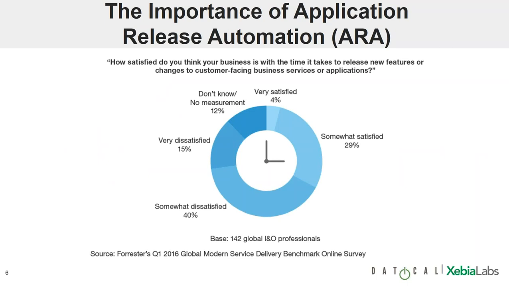This is another poll in Forrester's Q1 report, and it shows that 4% are satisfied. But if you really think about it, that's terrible. Exactly. The point here is that that 4% kind of know where ARA is going, but the rest are floundering. Most people are just beginning to understand what application release automation really is. Some have absolutely no clue and don't know how to start, some kind of know where things are going, and then those in that 4% have embraced ARA.